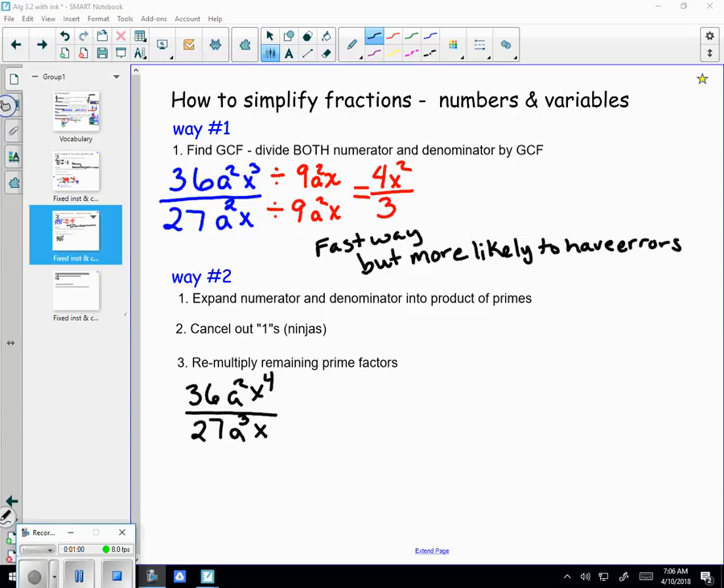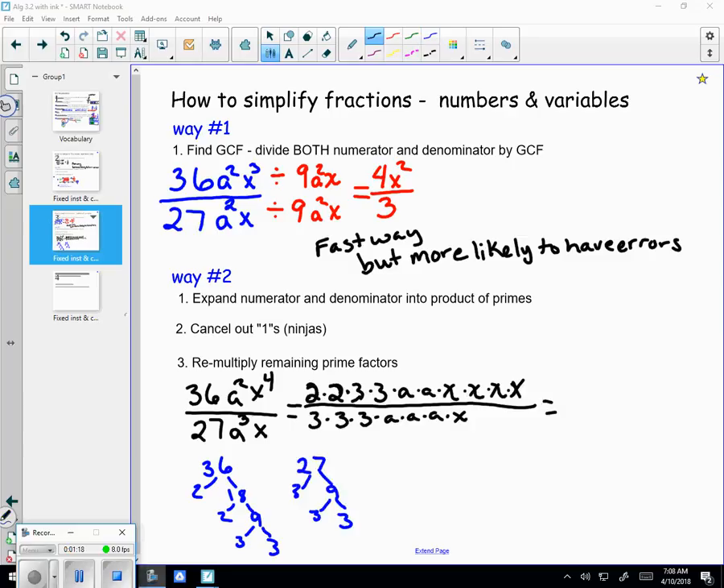Now let's look at a problem with way number 2. The first step is to expand out the numerator, as shown here. Use your factor tree to get your primes for your coefficient and simply expand the variables. Next, we're going to expand the denominator. As we can see here, remember, you must have prime factors.